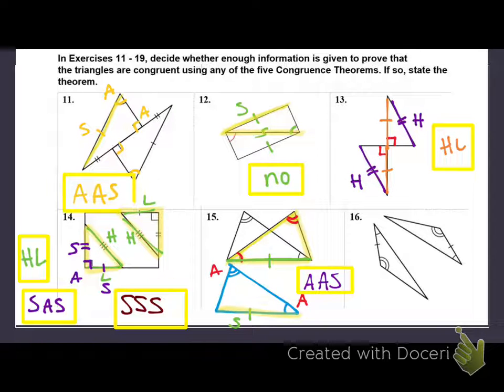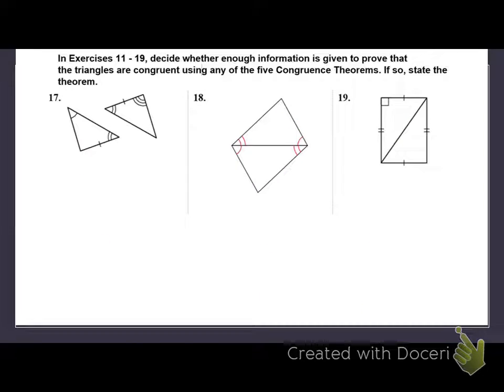We good? Promise the ones on the quiz are just, do you know what you're doing? They're not that difficult. Promise. 16. What do we think? We got 2 angles and a side. Angle side angle. Notice how the side is between the 2 angles. It's on the same side as the 2 angles. That is angle side angle. We got 3 more and then we are done.